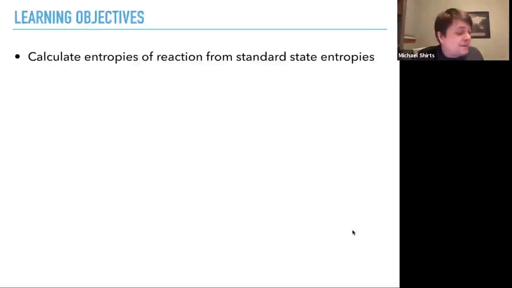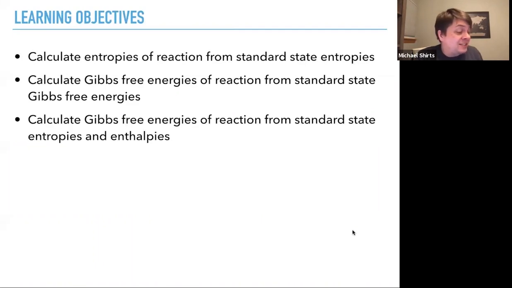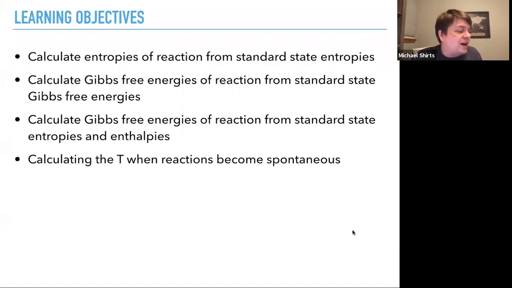The goals of this segment are to calculate entropies of reaction from standard state entropies, to calculate Gibbs free energies of reaction from standard state Gibbs free energies, to calculate Gibbs free energies of reaction from standard state entropies and enthalpies, and to calculate the temperature when reactions become spontaneous.